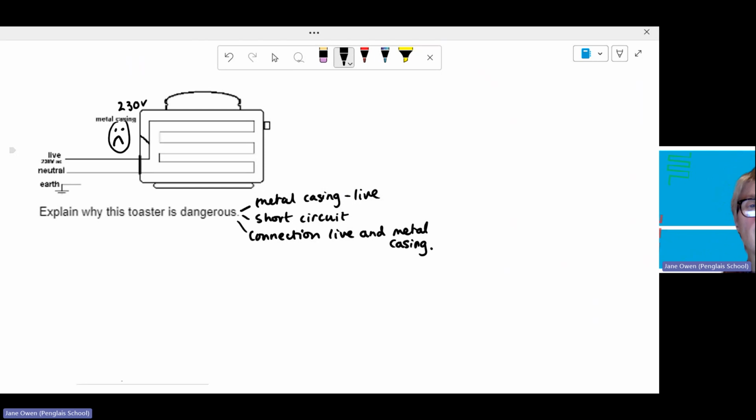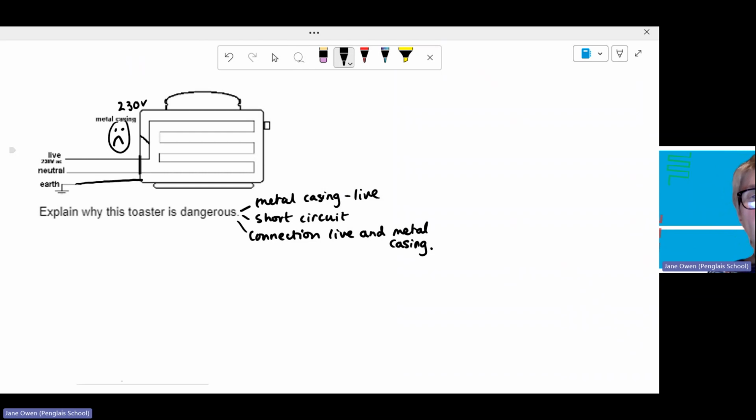Okay, so what we need to do is attach an earth to the toaster, so that if there is a fault at all, then that metal casing is connected down to the ground so that any electricity created by a short circuit will flood down to the earth wire.